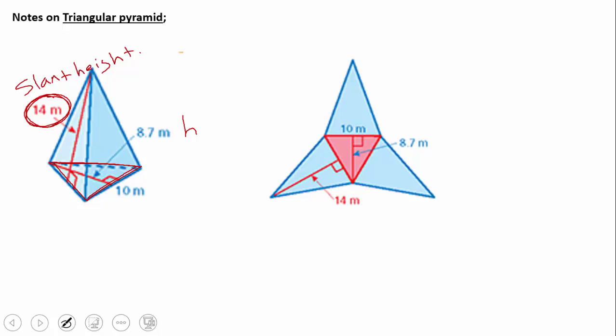So once again, if I break it into a net, I've got the triangular shaped base. It's the red one, and it has a base of 10 and a height of 8.7. This is height of the base, which is different than this slant height. So you got to listen and pay attention to the terminology when it's being used as we go through these examples. So let's do some.